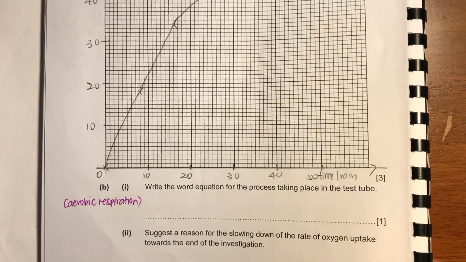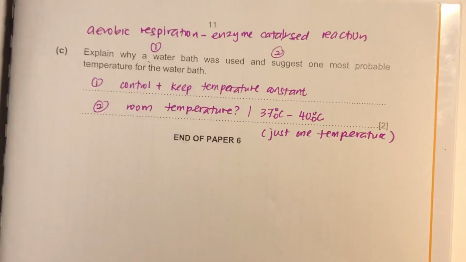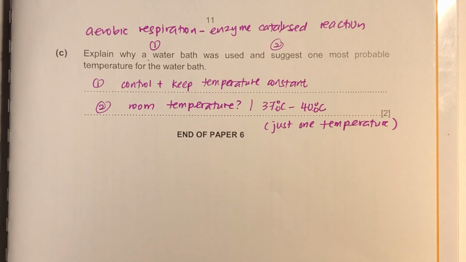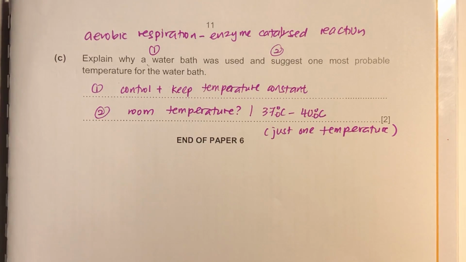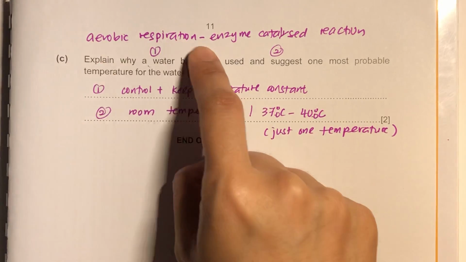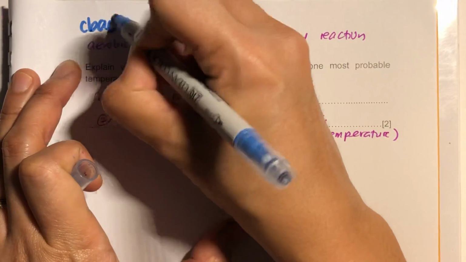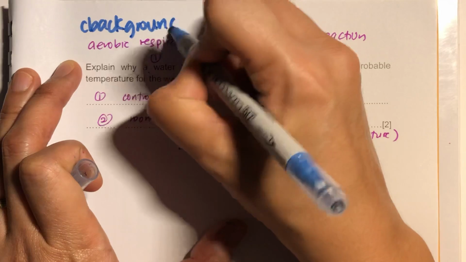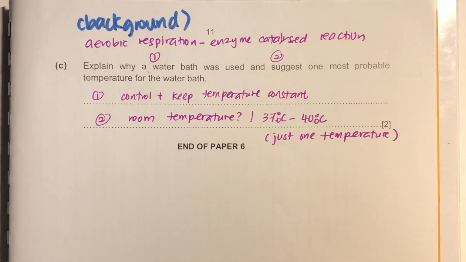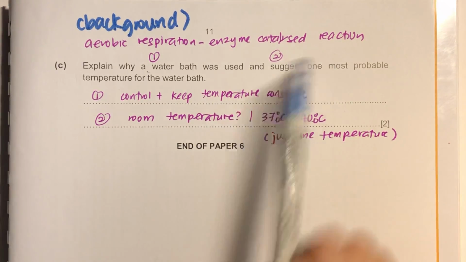Please revise and recall. The last one is an experimental question. You don't do experiments in 4 and A, but they will always ask an experimental question because it's inherent in the subject. So explain why a water bath was used. Aerobic respiration, as a background, is an enzyme catalyzed reaction. Any reaction that happens in the cell is an enzyme catalyzed reaction.